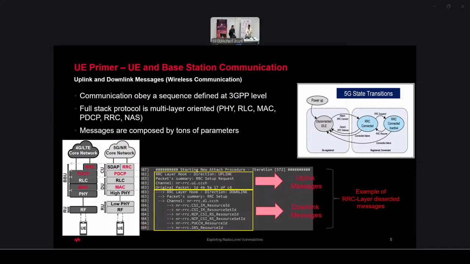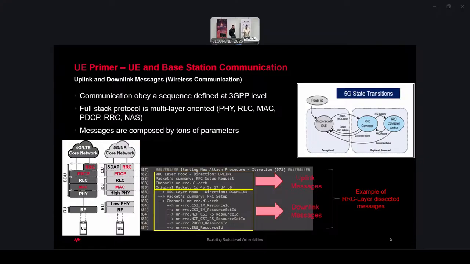Here at the bottom of the slides, we have just an example of the uplink messages. Uplink messages are when we send the message from the UE to the base station, and the downlink messages are the vice versa, from the base station to the UE, to the modem. Here is an example of an RRC command message. And on the left side, you can see the protocol stack for 4G and 5G. 6G will be similar to 5G with some changes. We will see.